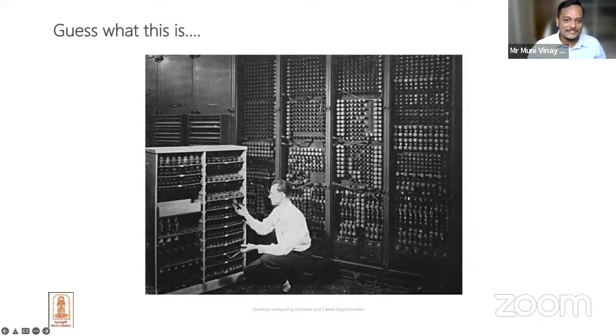This is the first digital computer. This is the first electronic digital computer, built during World War II by the United States, right? It is called ENIAC, the Electronic Numerical Integrator and Computer. And it would do multiplication, subtractions, and additions.